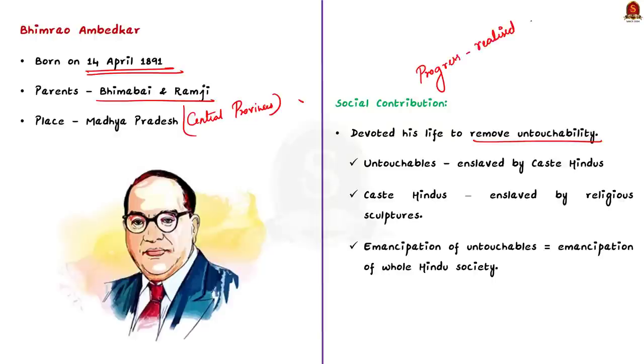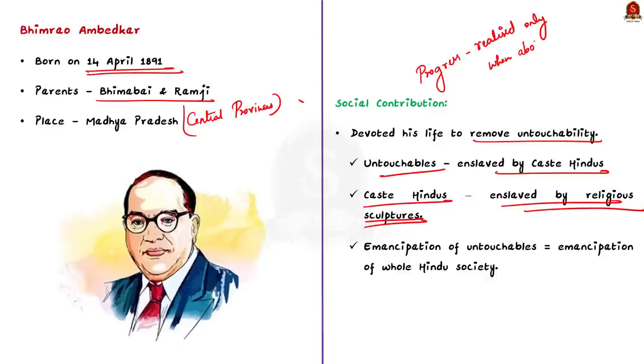See, untouchables were enslaved by caste Hindus, and the caste Hindus themselves live under the slavery of religious scriptures. So the emancipation of the untouchables leads to the emancipation of the whole Hindu society. So he said that untouchability is the slavery of the entire Hindu society. And this is his stand regarding untouchability.